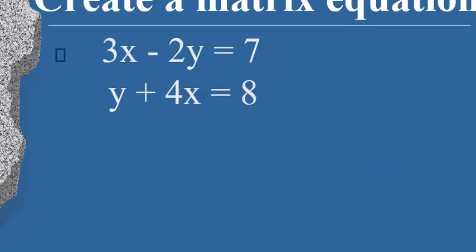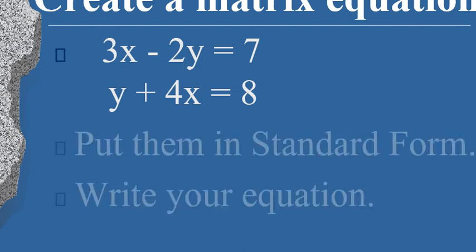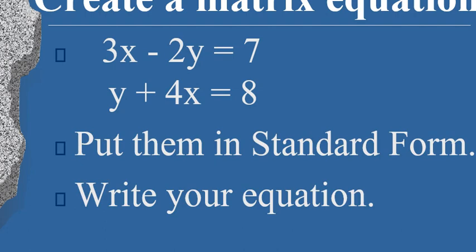Okay, here's our equation. We've got 3x minus 2y equals 7 and y plus 4x equals 8. What's wrong with this problem? Can I create a matrix right away? No, because it's not in what? Standard form. Put it in standard form, then write your equation.